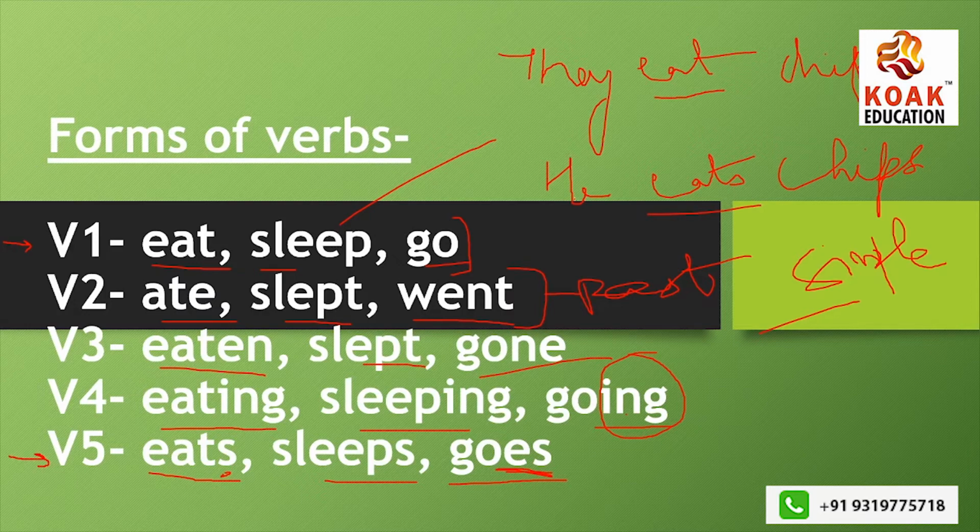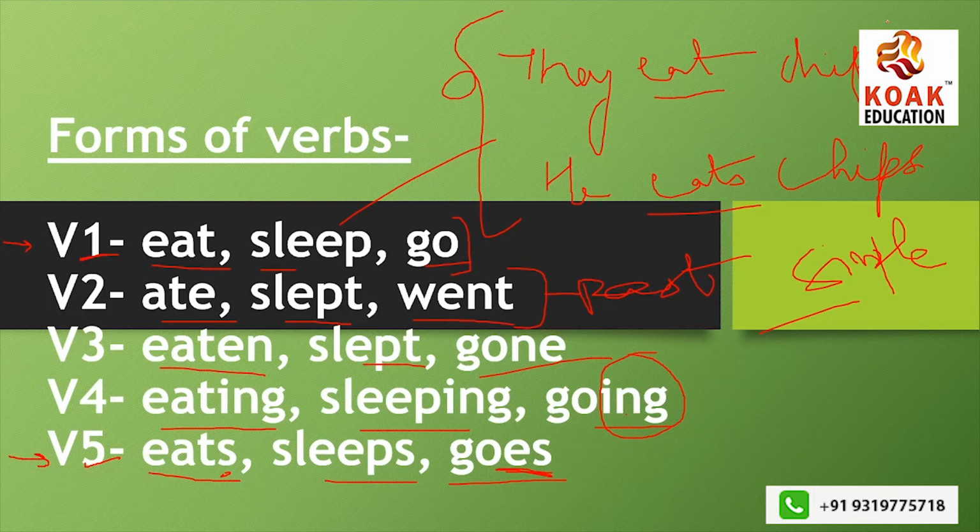Eats. So singular subject, singular verb, that is fifth form of verb. And if you are using plural subject, then plural verb, that is first form of verb. These are the two examples, and you can frame your own sentences. Try to quote your own examples using first form and fifth form. That would eventually help you a lot.